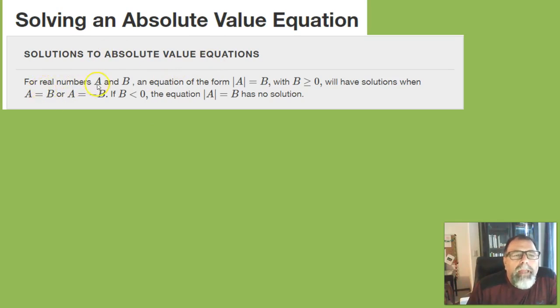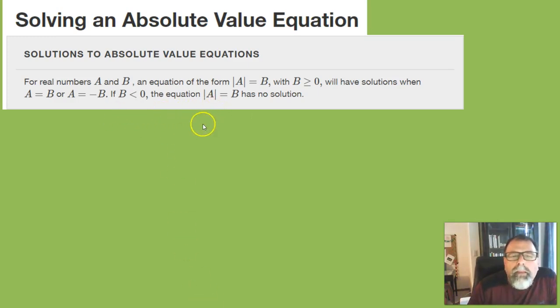For real numbers a and b, an equation of the form absolute value of a equals b, with b being greater than or equal to 0, will have solutions when a equals b or a equals negative b. Now if b is less than 0, then the equation absolute value of a equals b has no solution. I like to kind of point this out, this last one here.